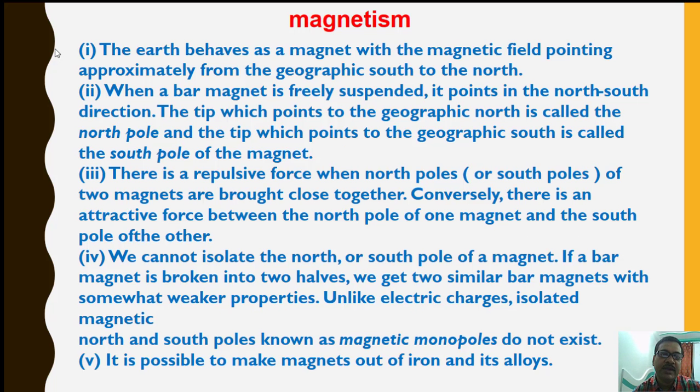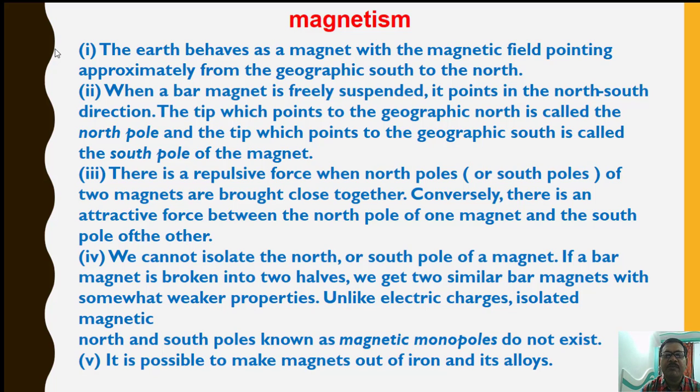First one, we start with the magnetism. The earth behaves as a magnet with the magnetic field pointing approximately from the geographic south to the north. जैसा कि हम जानते हैं अर्थ जो है मैग्नेट की तरह बिहेव करता है और उसका जो मैग्नेटिक फील्ड है उसका डायरेक्शन जो है ज्योग्राफिक साउथ से नॉर्थ डायरेक्शन की तरफ होता है.